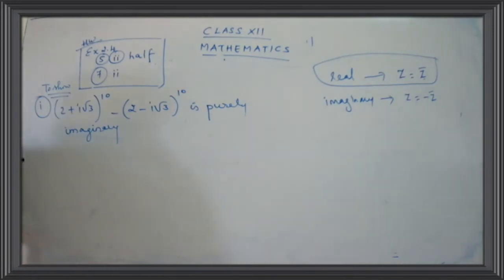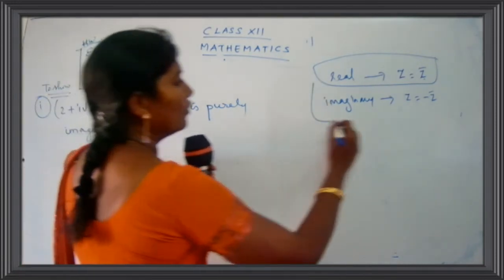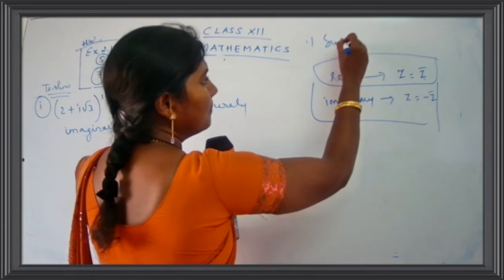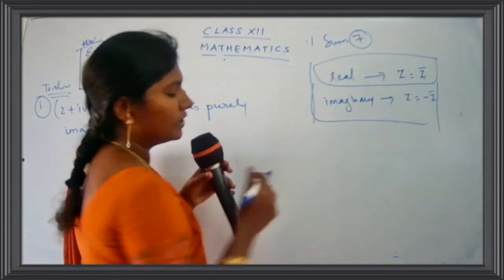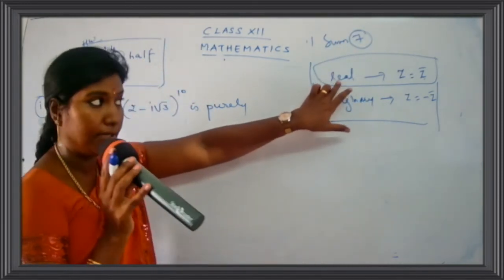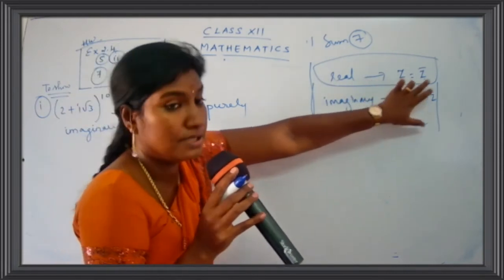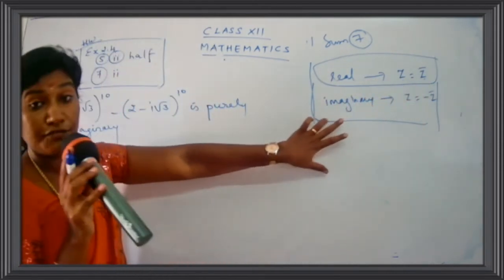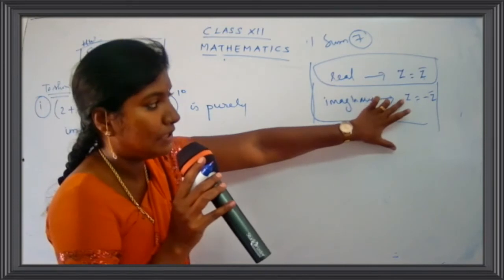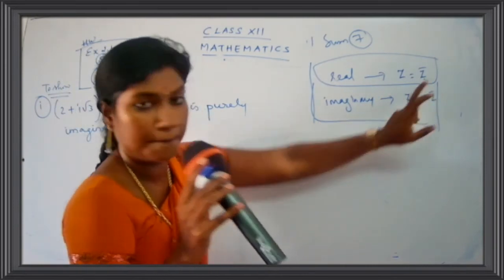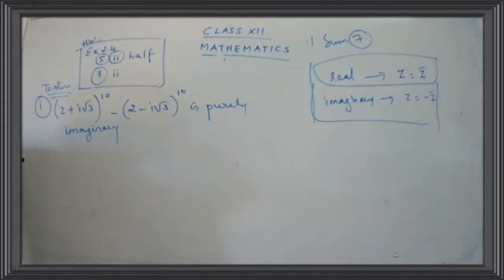So this is the concept we are going to use for sum number 7. Clear, children? What is the condition for real? z is equal to z bar. What is the condition for imaginary? z is equal to minus z bar. Okay, I hope you are clear with the concept. Let's use the concept.